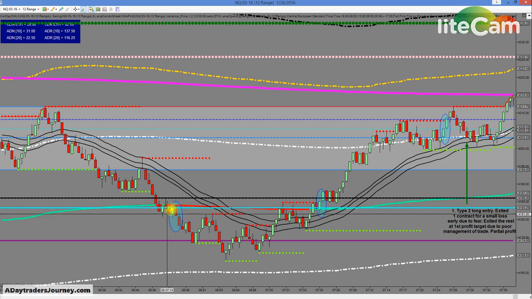The first one happened right after it broke below the VWAP. You can see here in this blue circled area is a trade setup that would have worked out. The blue shaded circles are for trades that would have worked out positively for profit, and the red circles are the trade setups that didn't work out and got stopped out. So here's the first setup.